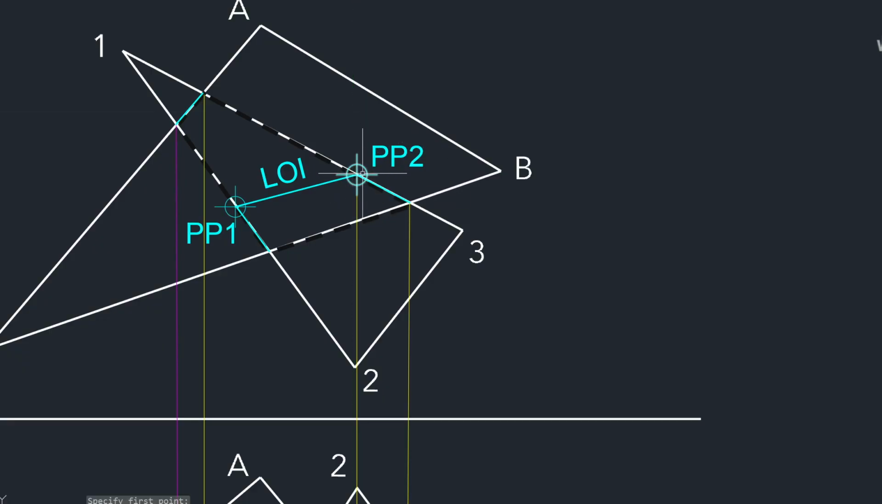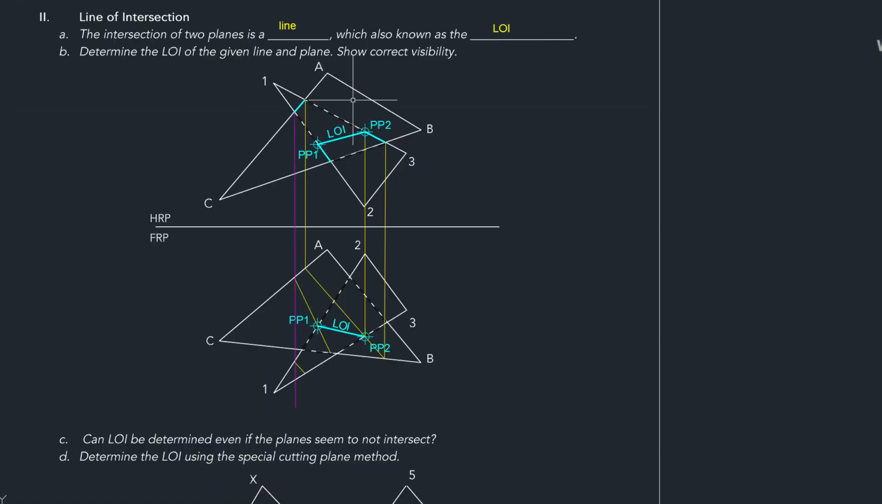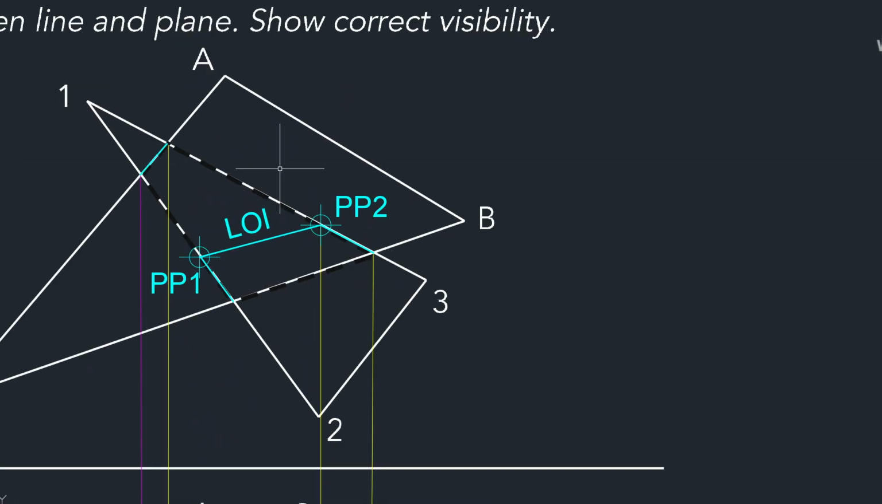So, piercing point, hidden ulit, until you end with your starting point. Okay? So, that's the algorithm that will make it a lot easier, para mas mabilis.